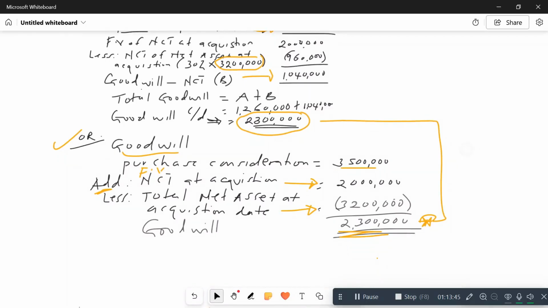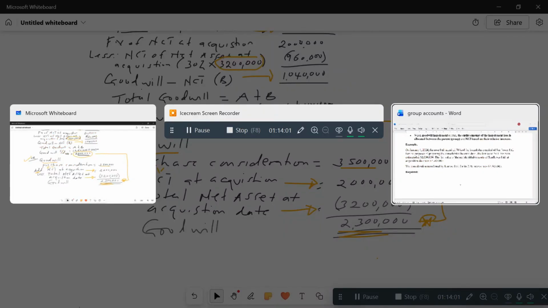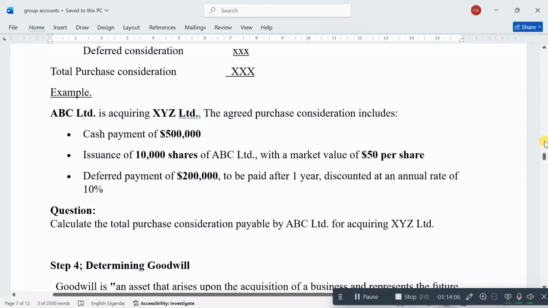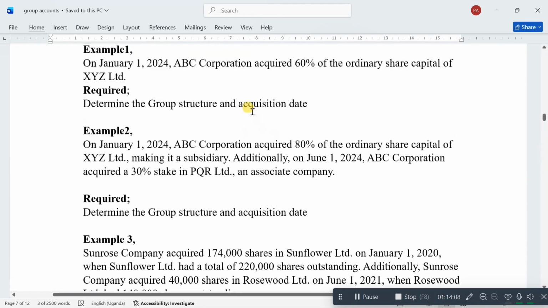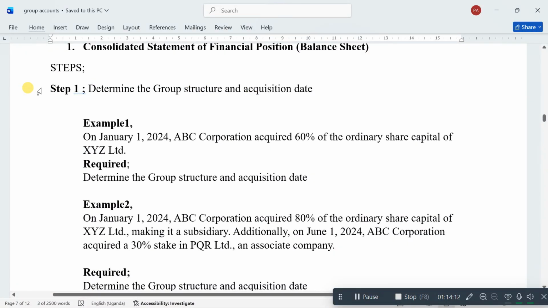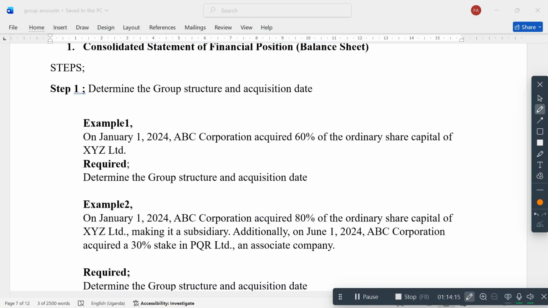It doesn't matter which path you take, as long as you reach the answer and you are organized and presented in a normal way. Now you can visualize that each step takes you to another step. Step 1 takes you to step 2, step 2 takes you to step 3. Let's start by learning how to determine your group structure. That's where we started yesterday. The group structure is your step number 1.